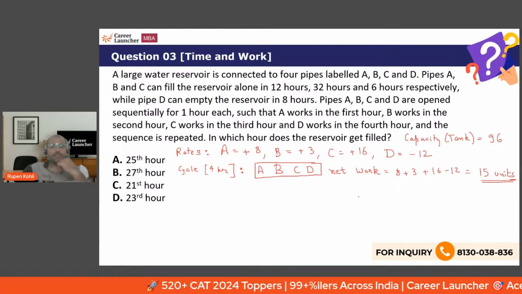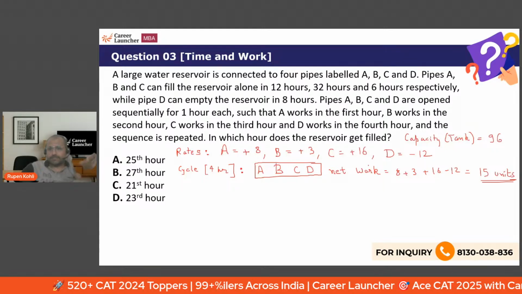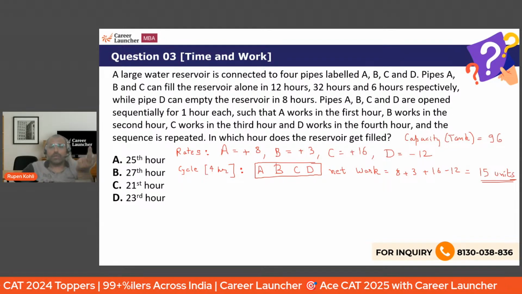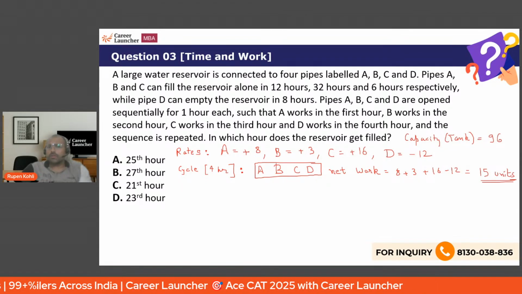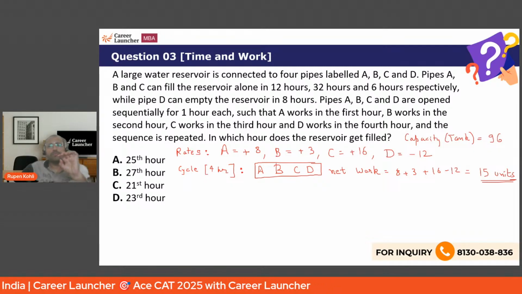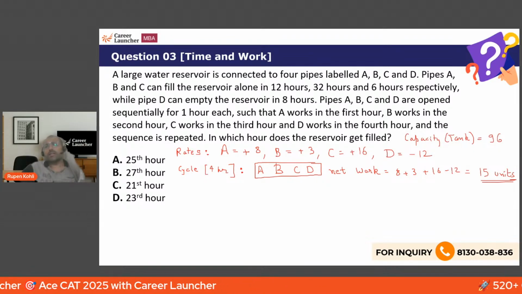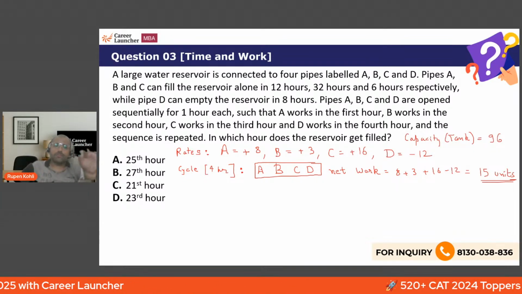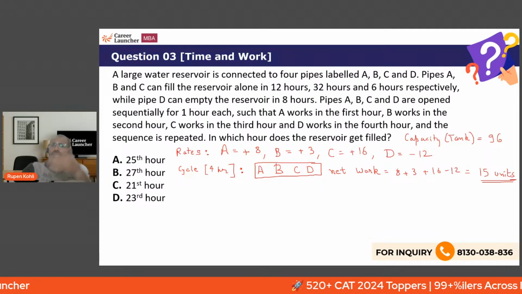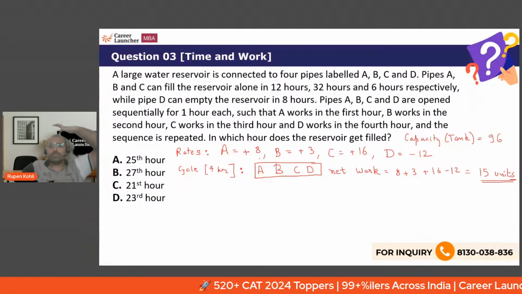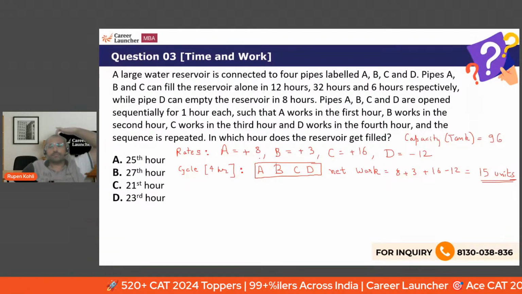Listen to me once again. 15 into 6 is 90. 6 such cycles of 4 hours each is 24 hours gone. That is what typically people do. They say, okay, 24 hours done, 90 units done. In the 25th hour, 8 units can be done. So 90 plus 8, we can go up to 98. So therefore, in the 25th hour, it will get done.